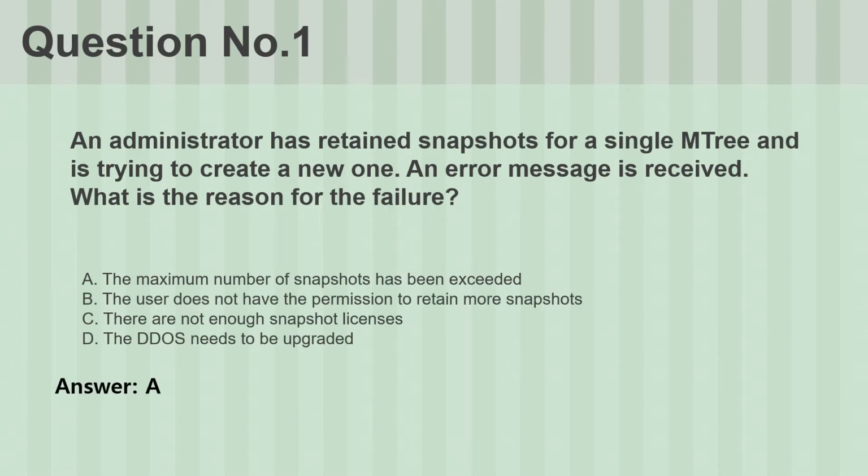Question number 1. An administrator has retained snapshots for a single MTree and is trying to create a new one. An error message is received. What is the reason for the failure? A. The maximum number of snapshots has been exceeded. B. The user does not have the permission to retain more snapshots. C. There are not enough snapshot licenses. D. The DDOS needs to be upgraded. Answer: A.